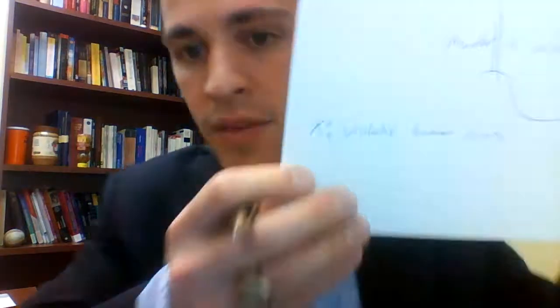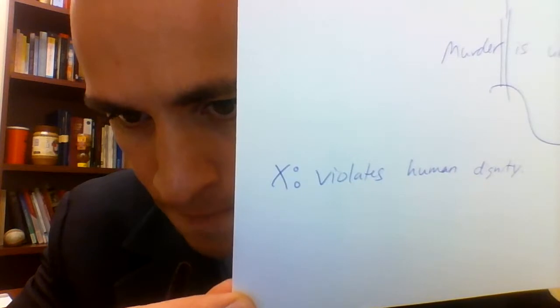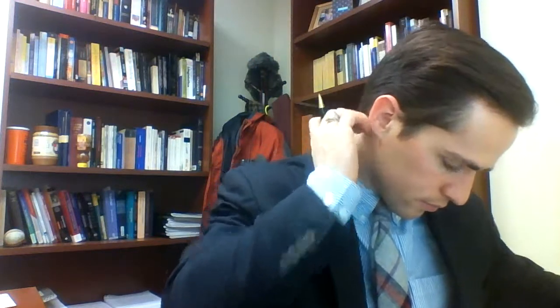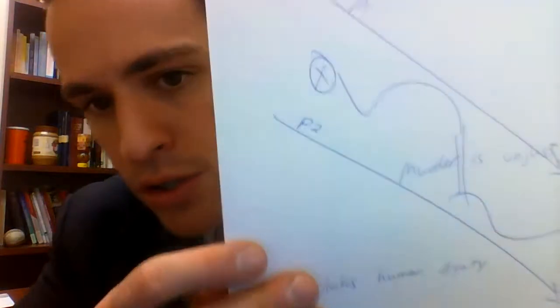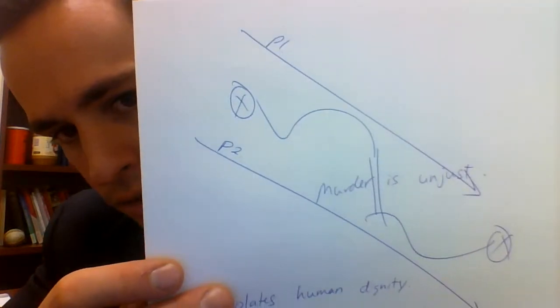Okay, so violates human dignity. Okay, there it is. There are multiple reasons, but this will be good enough for our argument. Okay, violates human dignity. All right, now we assemble our premises, reading them down on the diagonal. P1, P2. Okay, so we're going to start with P1.